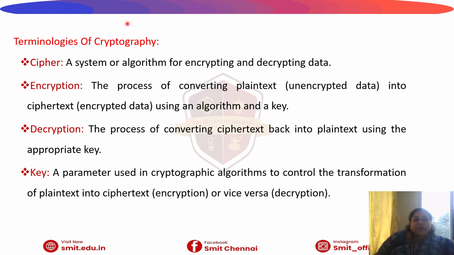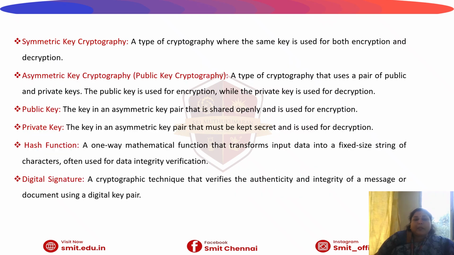The terminologies of cryptography are as follows. Cipher is the algorithm used for encryption and decryption of data. Encryption is converting plain text to ciphertext by using a particular key, and decryption is the process of converting ciphertext back to plain text by using the appropriate key. A key is the secret parameter which is used to encrypt the data. That is, the key is used for transforming plain text to ciphertext, in some forms of cryptographic algorithm.